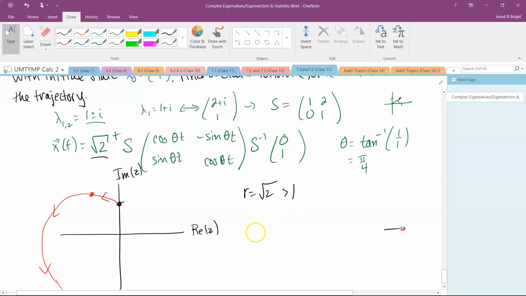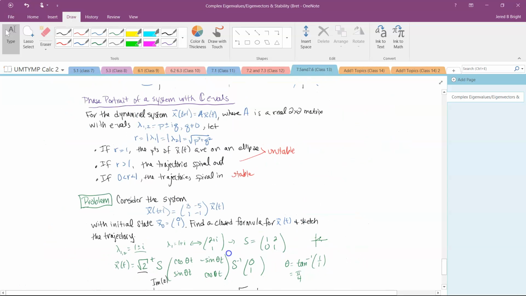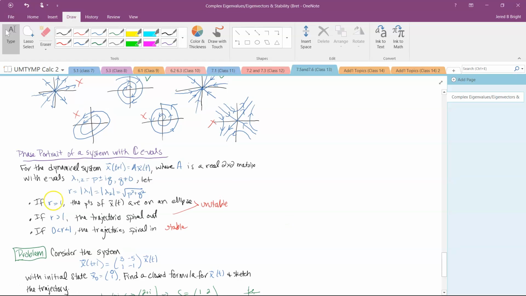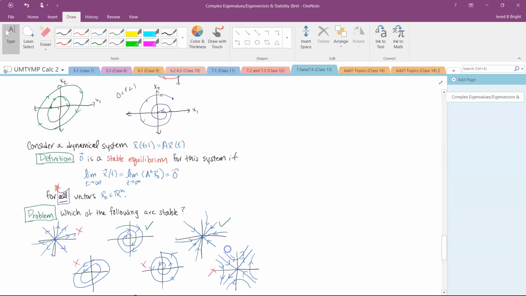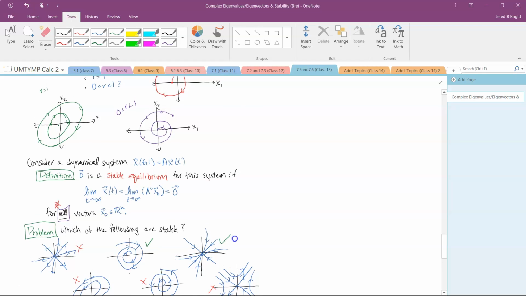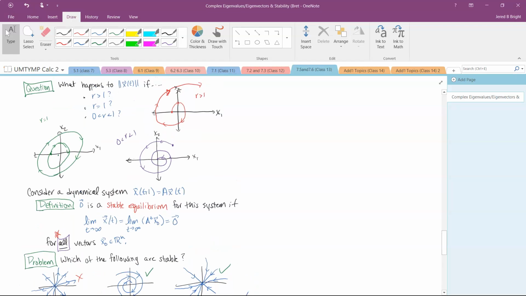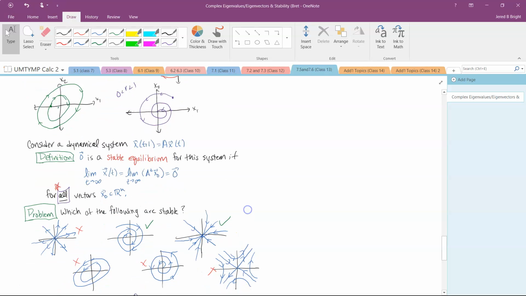Okay, so main ideas here is for stability, we want to find that r value, which is the square root of p squared plus q squared, coming from the real and imaginary parts of your eigenvalues. And then from there we can talk about stability. Anything that is stable will decay to 0, and anything that is unstable will either remain in a constant orbit or will spiral outwards away from the origin.